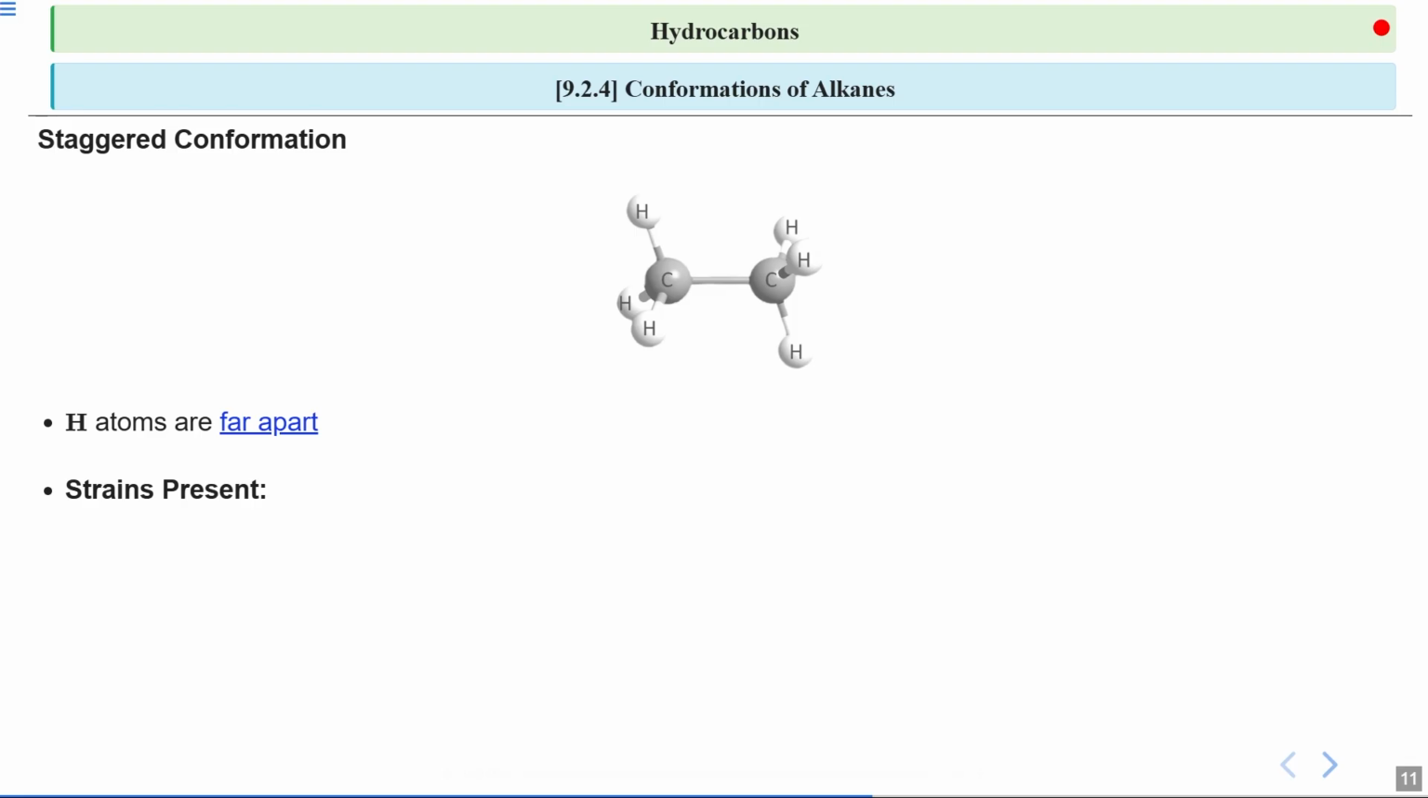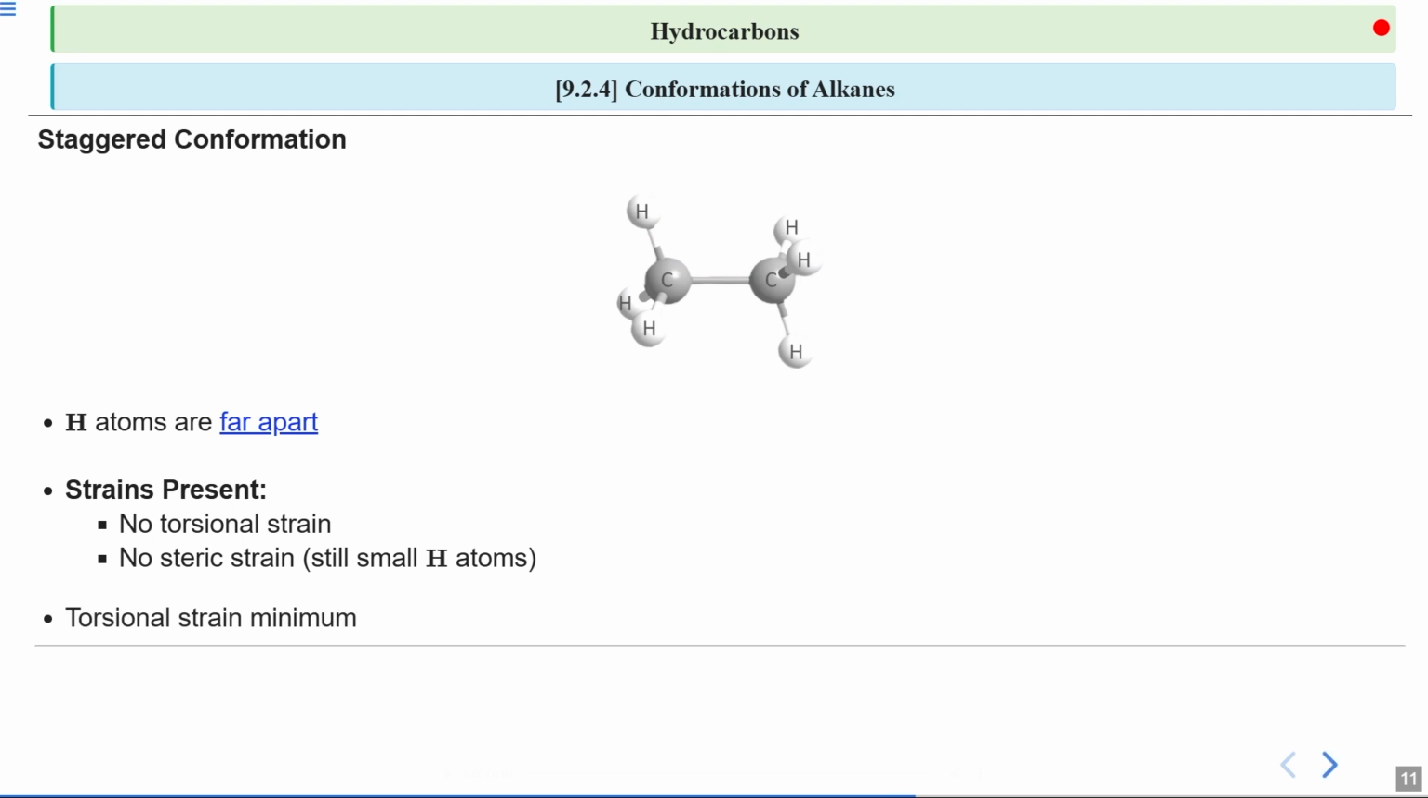Next, let us look at what kind of strain is present in this conformation. We have two types of strain, torsional strain and steric strain. We'll see if one of them is there or if both are there. The first point on the list tells us that there is no torsional strain in the staggered conformation. So this means atoms are not experiencing any twisting force. And the next point highlights that there is no steric strain either, as the hydrogen atoms are small and do not crowd each other. So finally, we can say that torsional strain is at a minimum in this conformation, as is the steric strain, making the staggered conformation the most stable one compared to other conformations of ethane.